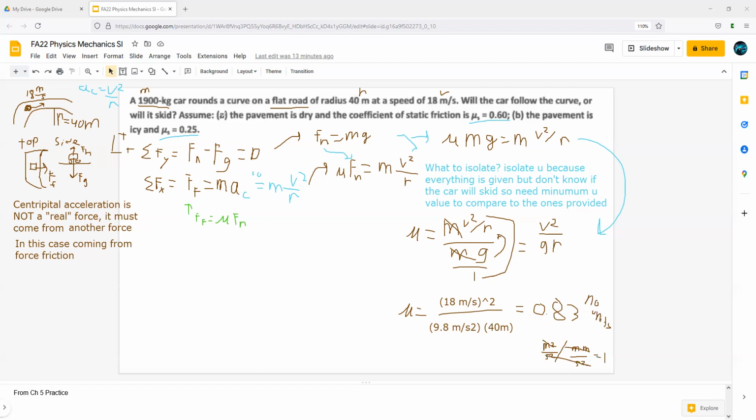So then you compare that. This is actually bigger than both of the mu's given. You look at those and you're like, oh, that's less than 0.83. That's also less than 0.83. The car skids either way. It's kind of scary. But if you bank it, then you're a lot less likely to skid.